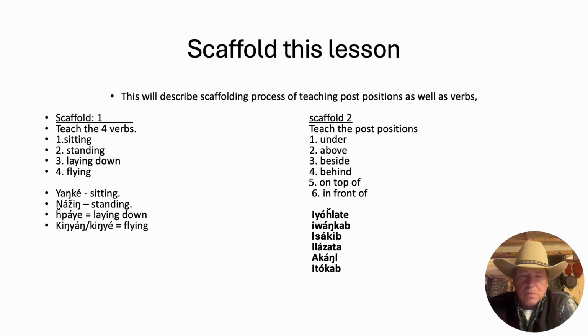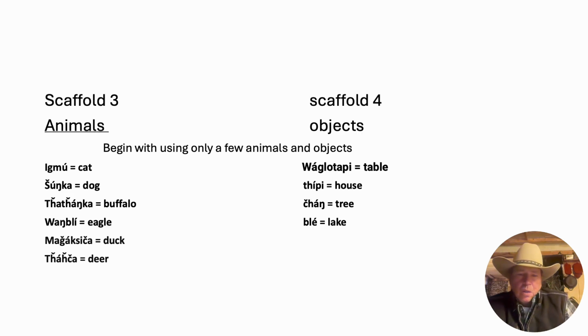Scaffold 2 is you want to make sure they have all of those postpositions that we just went over. Okay, so we need to put those verbs in those postpositions. We have to create sentences with them. So they're going to have some animal names. So you want to cover animals again. I'm just using these for an example. Igmu, shunka, Tratranka, Wambli, Mahaksicha, and Tachja.